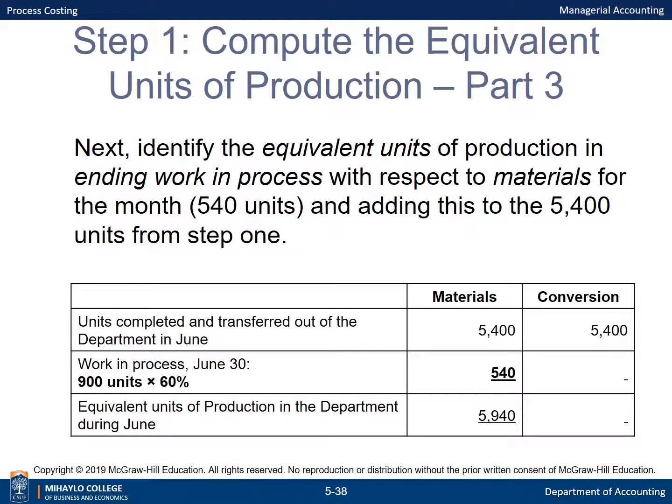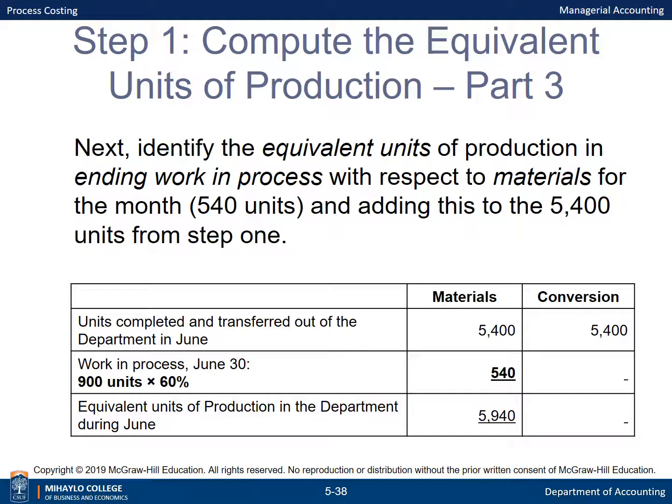Next, identify the equivalent units of production in ending work in process with respect to materials for the month and add them to the units completed and transferred out. The 900 units in work in process on June 30 were 60% complete as to materials for a total of 540 equivalent units.